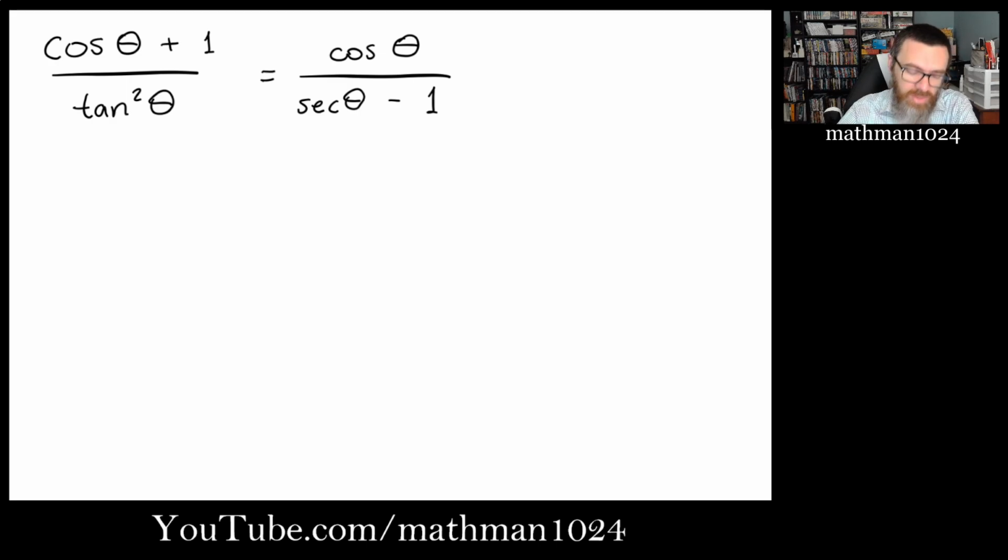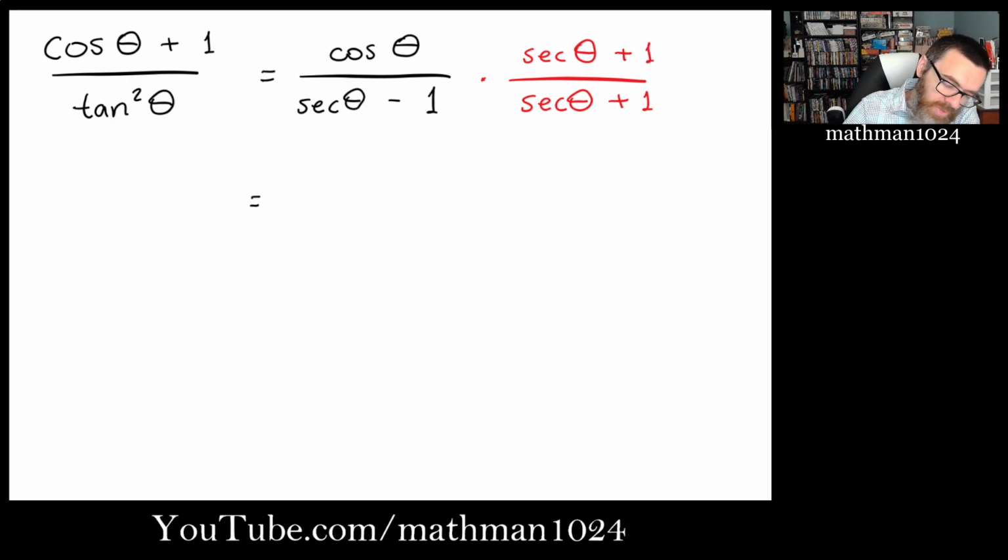Let's take a look at this example. Cosine of theta plus 1 over tangent squared theta equals cosine theta over secant of theta minus 1. Now, there are two ways of doing this. I think one way is decidedly easier than the other. And that way is to rationalize the denominator that we have here on the right by multiplying times secant of theta plus 1 in both the numerator and the denominator.